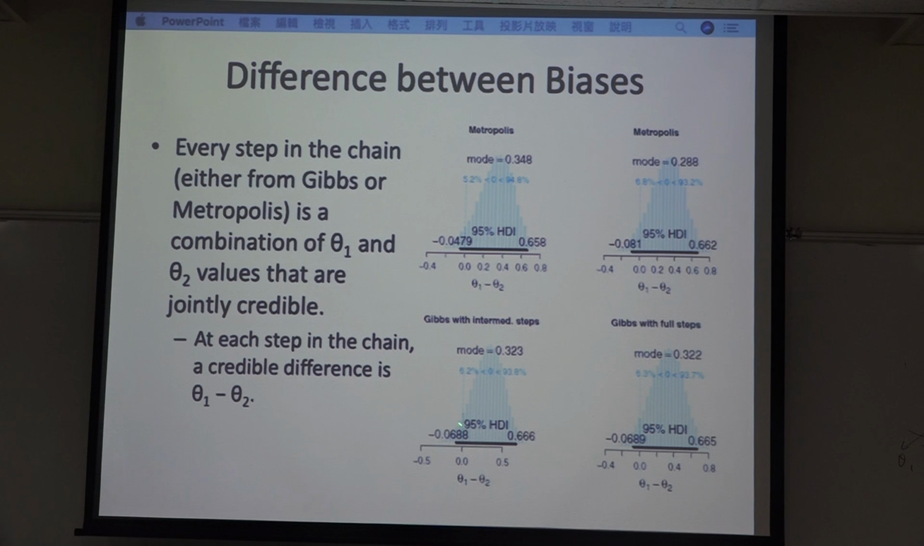But the lower one, because each one will have above 50,000 effective sample size, right? So they are much better in terms of estimating theta 1 minus theta 2.